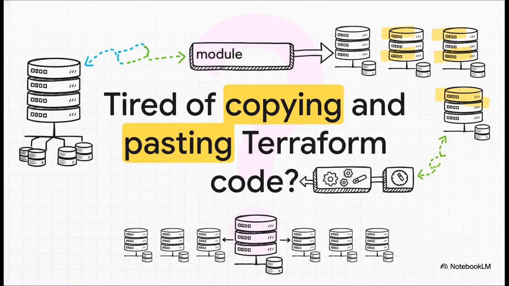I mean, come on, you know this pain, right? You get your server configuration absolutely perfect for your dev environment. Awesome. But then you need another one for staging. So what do you do? You copy it, you paste it, and then you have to hunt through and find all the little variables to change. And then you do it all over again for production. This copy-paste trap is exactly what Terraform modules are designed to break.